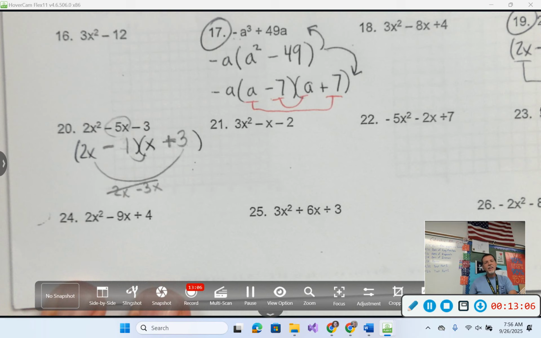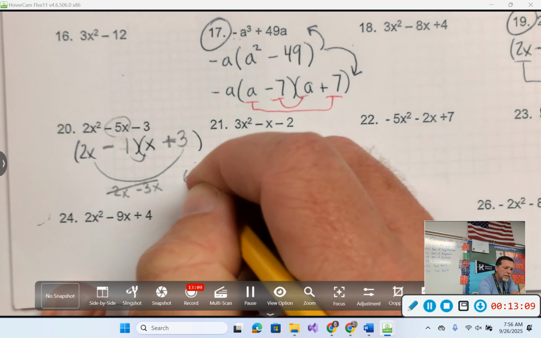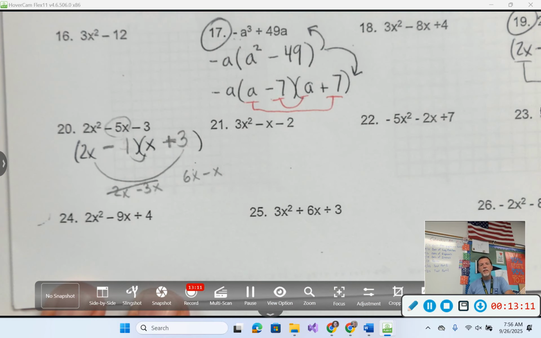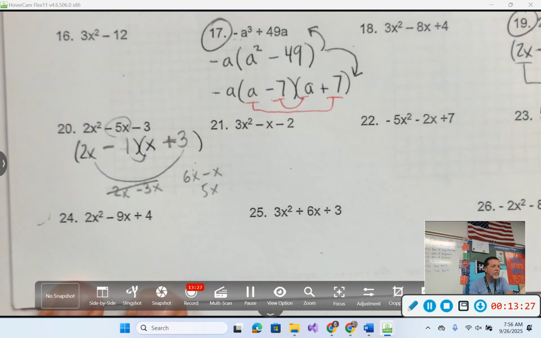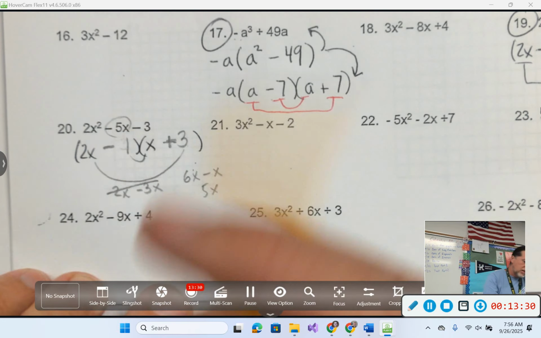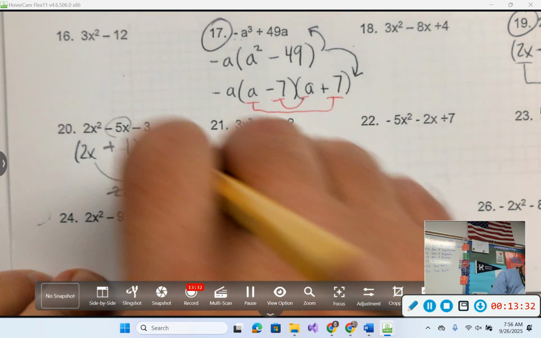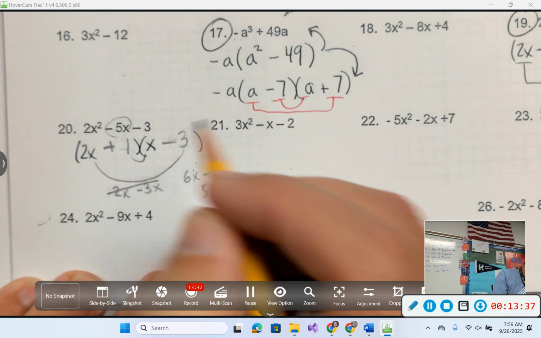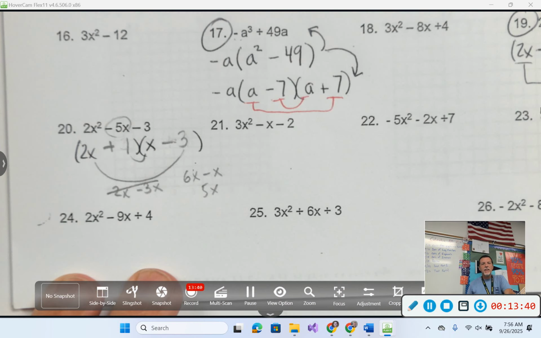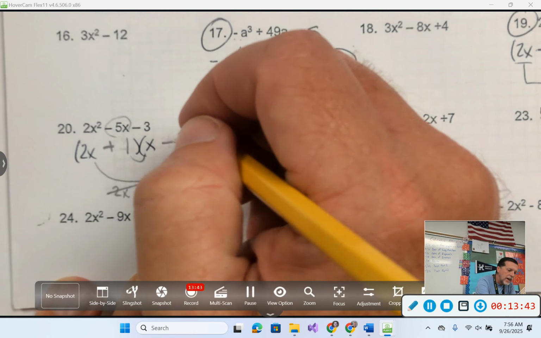So now we got 6x minus x. Does that equal negative 5x? No, but make it negative 3 instead of positive 3. Yeah, we're off by a sign. We're almost there. We're at 5x. We want to be at negative 5x. So if we switch both of those signs, a plus 1 and a minus 3, now I've got negative 6 plus 1 is negative 5. So now I've got it.